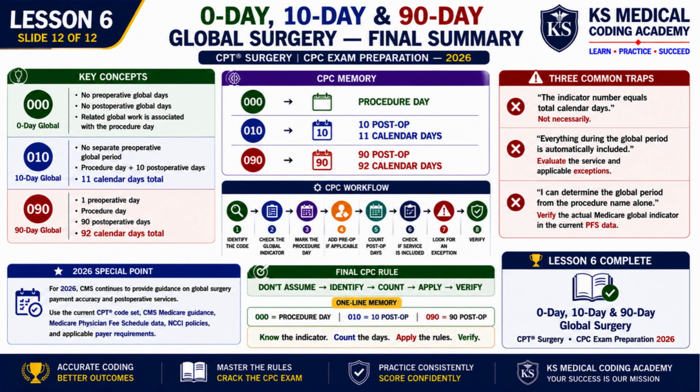Your final CPC rule is: don't assume → identify → count → apply → verify. And the one-line memory is 000 equals procedure day, 010 equals 10 post-op, 090 equals 90 post-op. Know the indicator, count the days, apply the rules, and verify. Lesson 6 is complete. Excellent work.